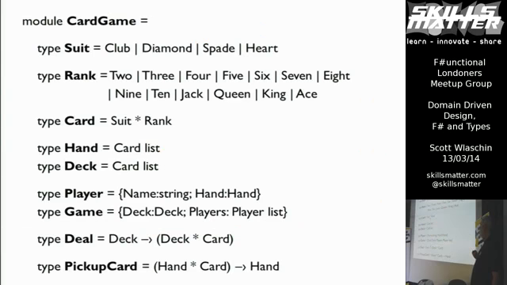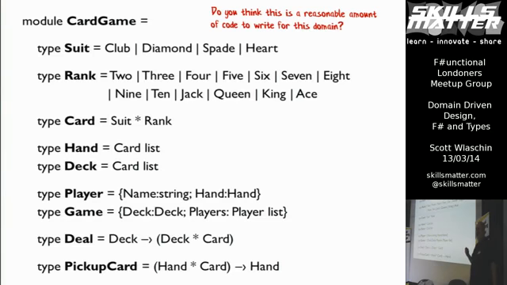So let me point out some things about this. Do you think this is a reasonable amount of code to write for this domain? And I think so, yes. I think we've got 9 different types here on one page. I think that's pretty impressive.